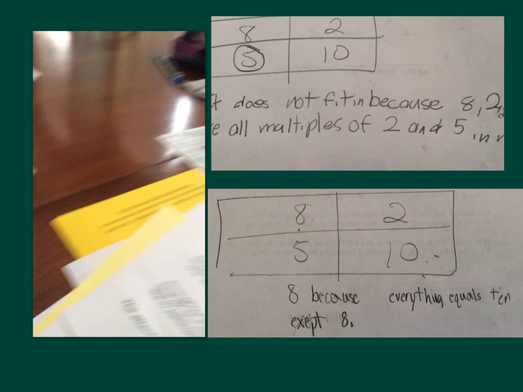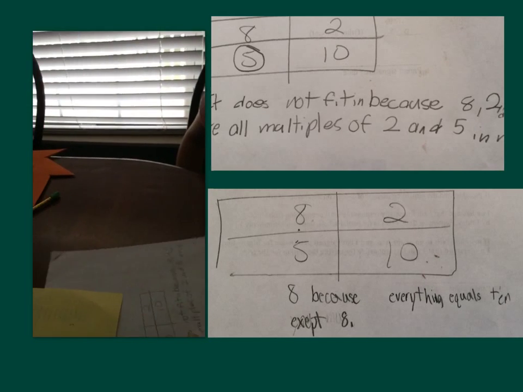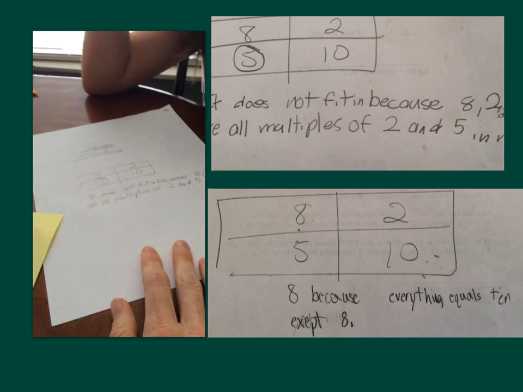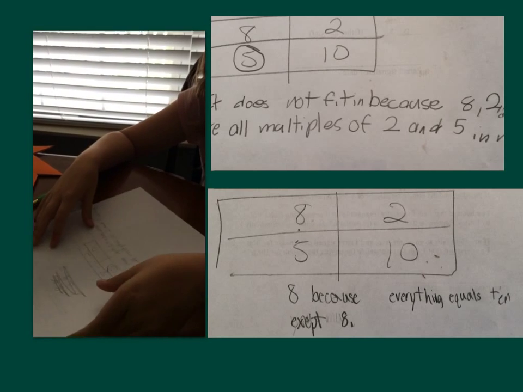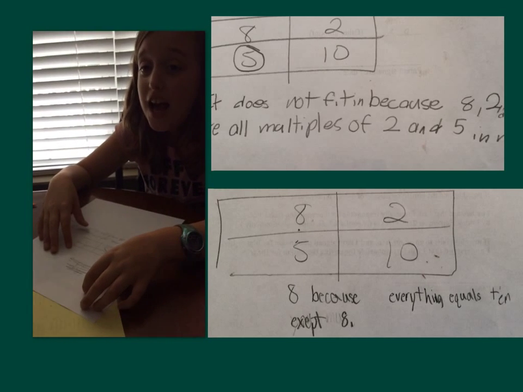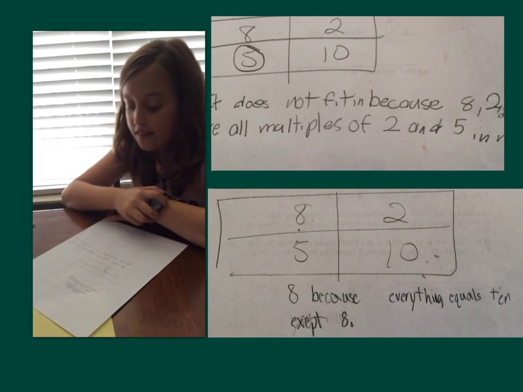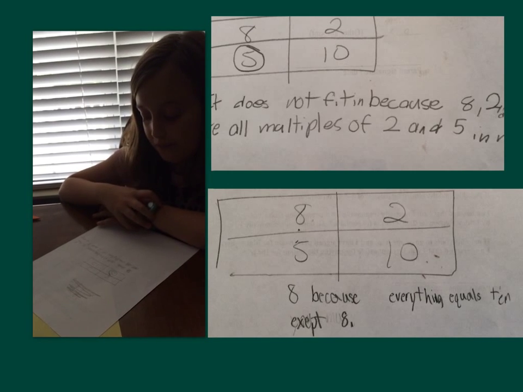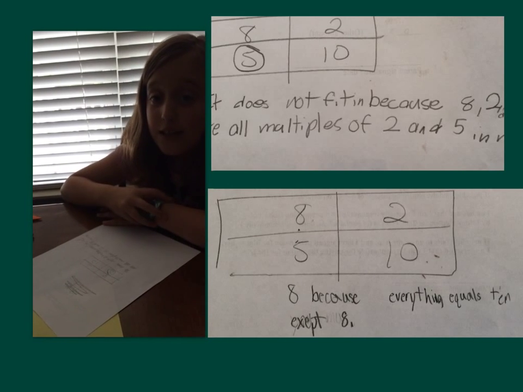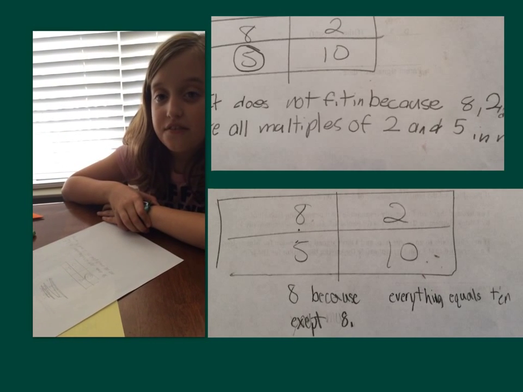Here's another example of an eliminated task. Okay, so Beth, you had the numbers 8, 2, 5, and 10. Tell us which number you picked that does not fit and why. I chose number 5 because 8, 2, and 10 are all multiples of 2, and 5 is not a multiple of 2, it's a multiple of 1. Okay. All right.